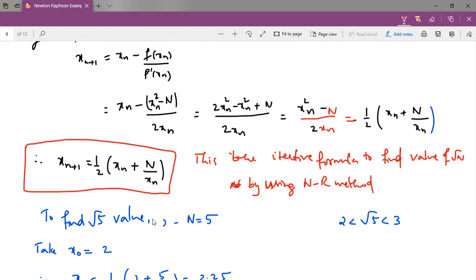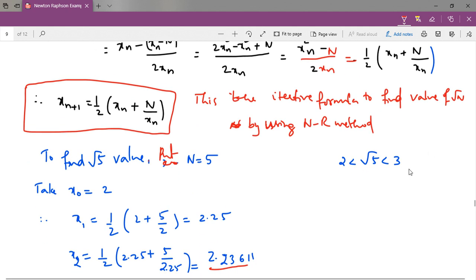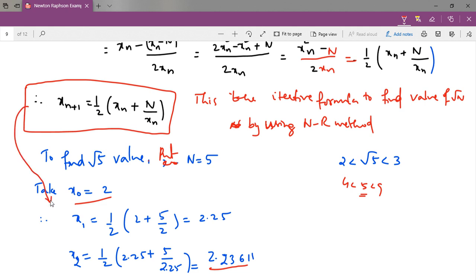Yeah. So now, to find the root 5 value, you have to put n equal to 5 in this iteration formula. So we know that root 5 lies between 2 and 3, because 2 square is 4 and 3 square is 9. So this is going to be 4 less than 5 less than 9. So therefore root 5 lies between 2 and 3. So now let us take x naught as 2. So now x1 in this formula. So this formula is applied here.